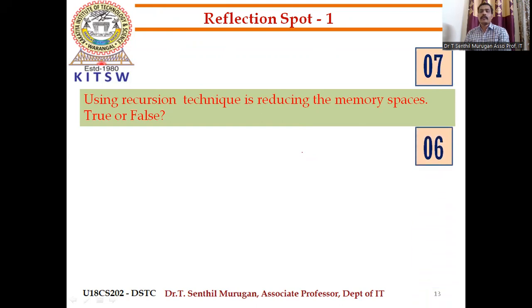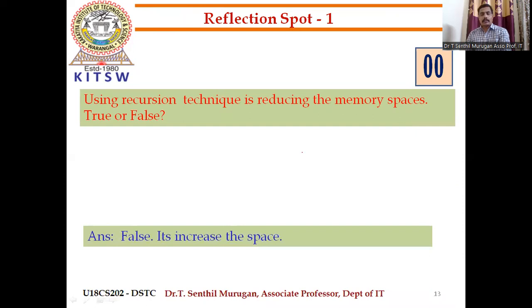Your 10-second time will be over within 4 seconds, 3, 2, 1. Time is over. Now check the correct answer. What is the correct answer? False. Why? Because of the activation record, each value will be stored. It needs more memory space for storing temporary values.